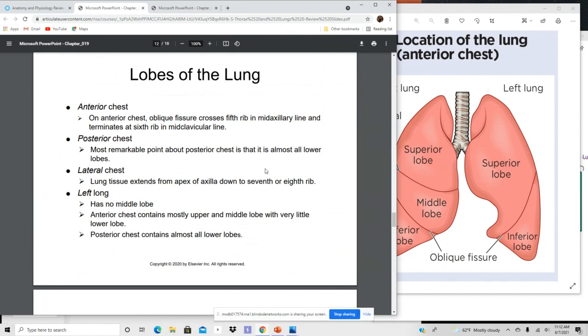is mostly all lower lobes. So if you want to listen to the patient's lower lobes, it's better if you assess them posteriorly rather than anteriorly, because you can listen to those lower lobes the best from the back. The lateral chest is the lung tissue that extends from the apex of the axilla down to the 7th or 8th rib. And the left lung, as we discussed, only has 2 lobes. It has no middle lobe. The anterior chest contains mostly the upper and middle lobe with very little lower lobe. The posterior chest contains almost all lower lobes.